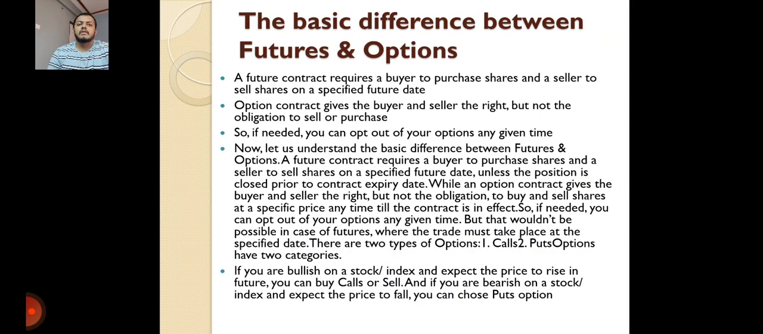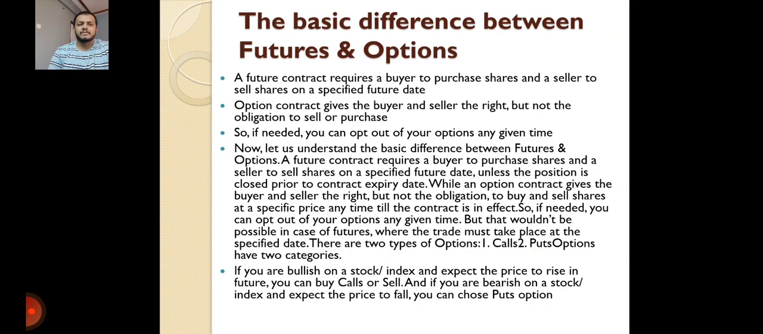A futures contract requires a buyer to purchase the shares and the seller to sell the shares on a specified future date, unless the position is closed prior to the contract expiry date. While an option contract gives the buyer and seller the right, but not the obligation, to buy and sell the shares at a specific price at any time till the contract is in effect. So if needed, you can opt out of your option in a given time. But that wouldn't be possible in the case of futures, where the trade must take place on a specific date.